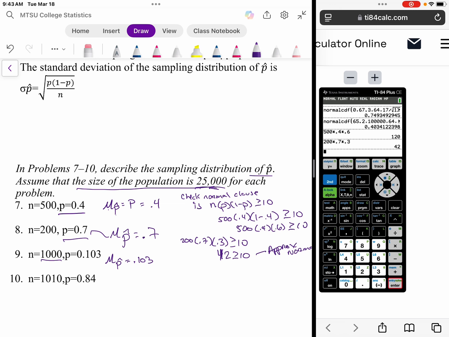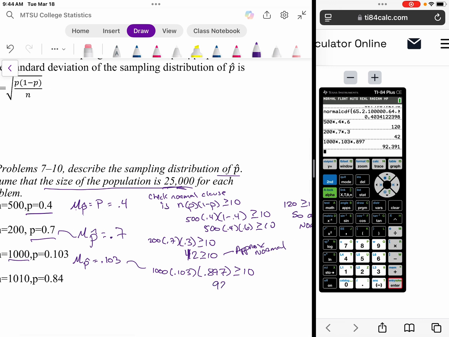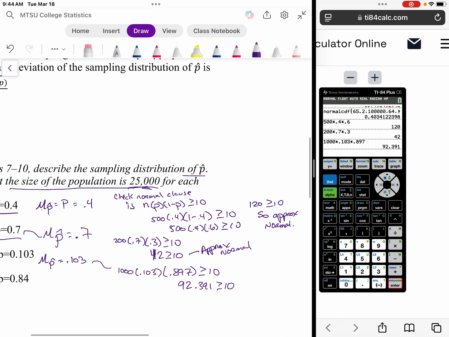Is it approximately normal? Let's see. So is 1,000 times 0.103 times 0.897. Are you greater than or equal to 10? So it's 1,000 times 0.103 times 0.897. Okay, we're good. 92.391 is greater than or equal to 10, so we can say approximately normal.